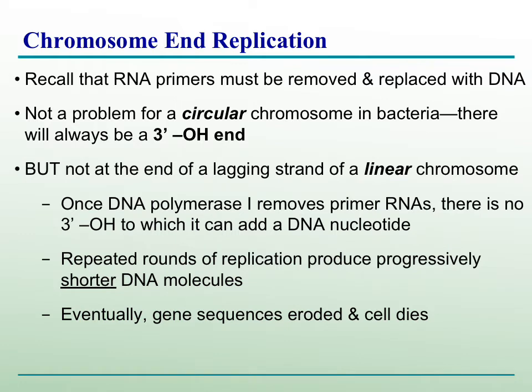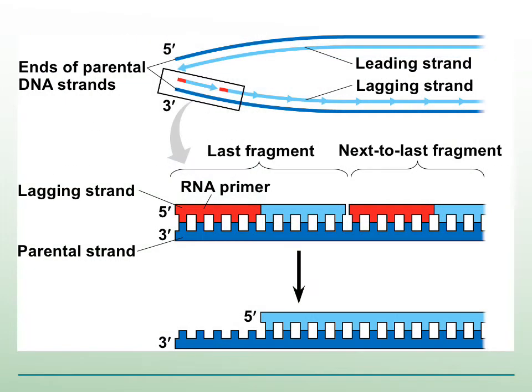And therefore, each round of replication, the DNA strands will get shorter and shorter at the ends of the linear chromosome, at the telomeres. Eventually, gene sequences that are near the ends of chromosomes will be eroded. The chromosome will become unstable, will become degraded, and eventually the cell's functions will be altered and the cell will die.